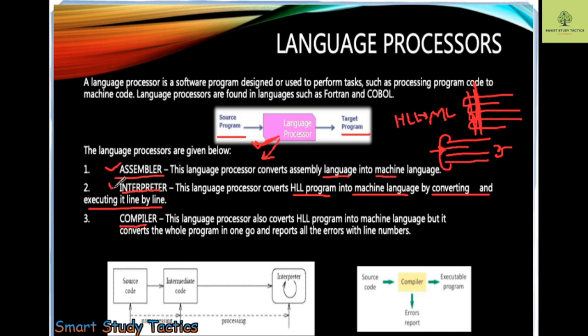So here are the things: assembler, interpreter, and compiler. I think these things are a little bit clear for you, because you are listening to these words for the first time. Make sure that the next time you read this topic, it will be clear for you. Is this clear to you? I hope so.